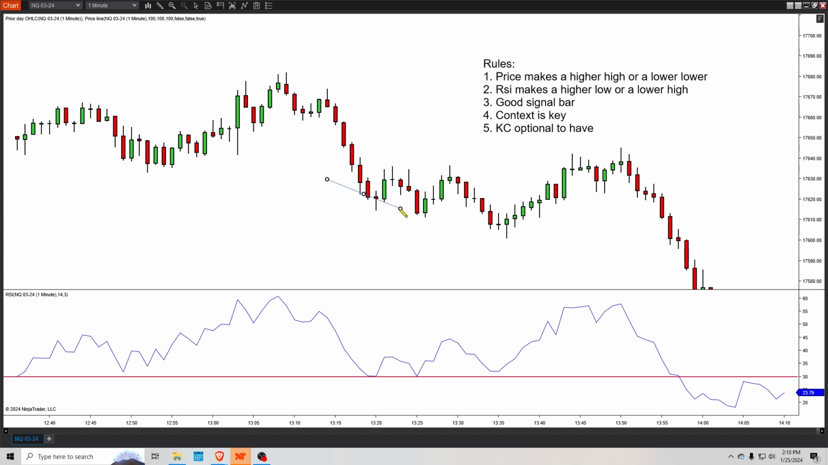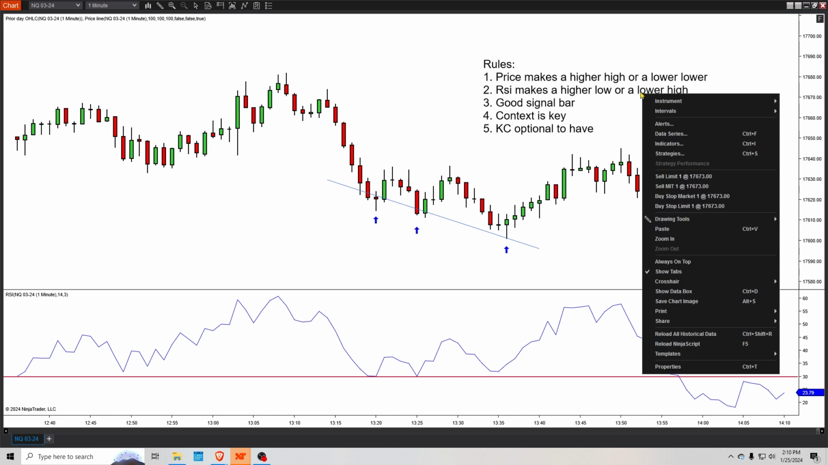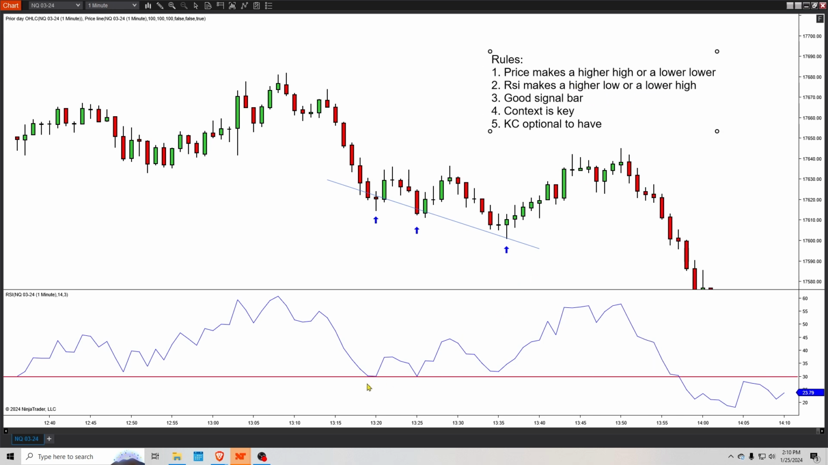Okay, so we have our first rule. We need price to make a higher high or lower low. Well, here we go. We have 1, 2, 1, 2, 3 pushes lower. RSI needs to make higher highs or lower highs. And look at that. We have 1, 2, 3 pushes higher. So I entered 1 tick above this bar, and I simply just went for a 1-to-1 scalp here. Very simple trade, very fast trade.